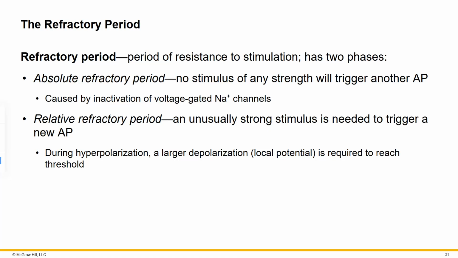The refractory period is a period of resistance to stimulation, and it has two phases. The absolute refractory period: no stimulus of any strength will trigger another action potential, caused by the inactivation of voltage-gated sodium channels. Then you have the relative refractory period, where an unusually strong stimulus is needed to trigger a new action potential. This is during hyperpolarization. A larger depolarization is required to reach threshold. So that's where pricking your finger versus your arm being blown off is going to be able to overcome this hyperpolarization.